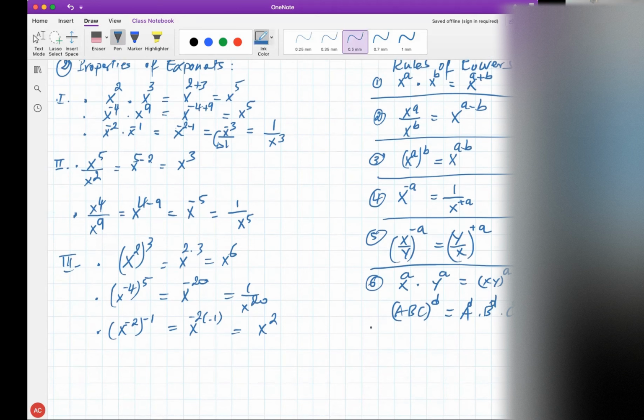which allows us to put bases together if they have the same power. Okay, they must have the same power. So don't confuse this with this one. Here we have the same base. We add the different powers, but here it's the opposite.